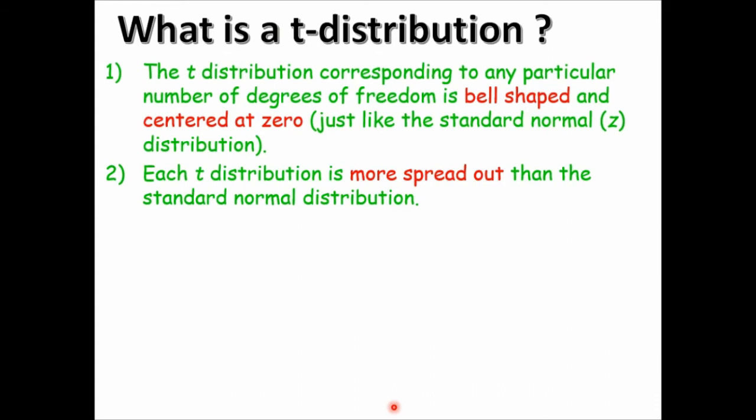Some of the important characteristics of the t-distribution is that the t-distribution corresponding to any particular number of degrees of freedom is bell-shaped, just like the normal distribution, centered at 0, just like the standard normal z-distribution, and each t-distribution is more spread out than the standard normal distribution, with a slight change in the shape.